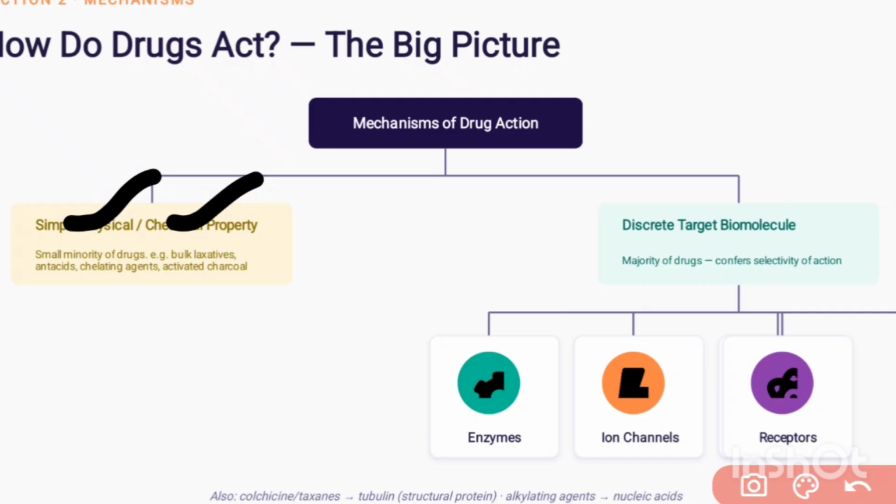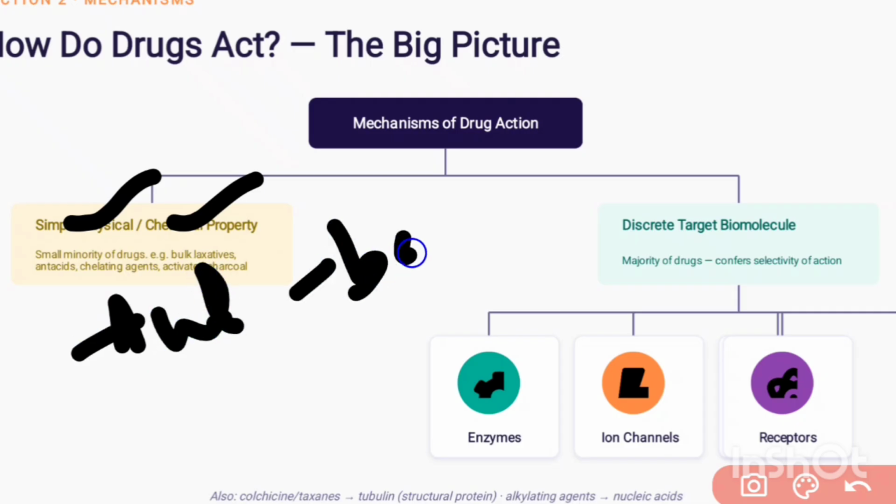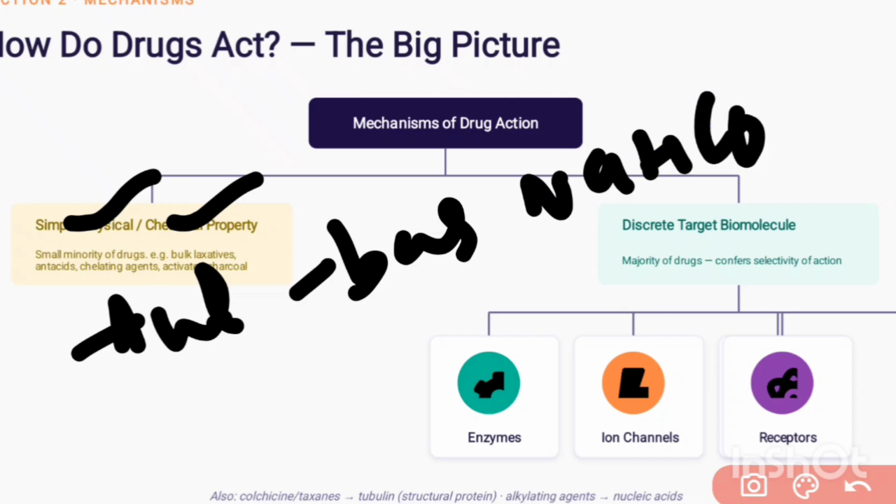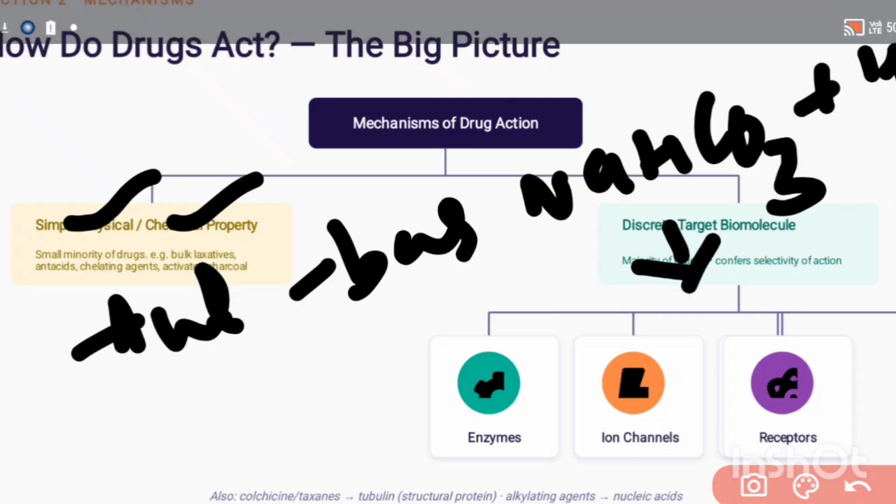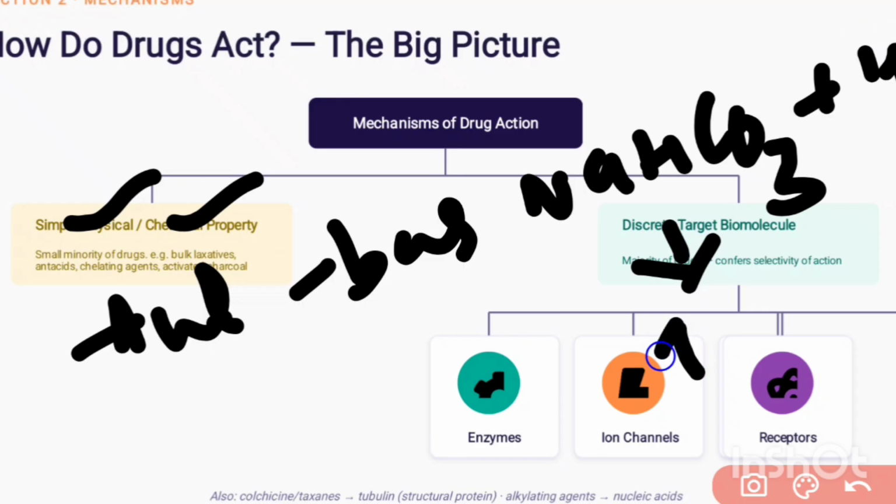If you take antacids, for example, how will they act? They are bases, right? For example, sodium bicarbonate: after entering the stomach, it will react with the HCl and neutralize the HCl, thereby elevating the pH of the stomach. So through its chemical nature it will act.